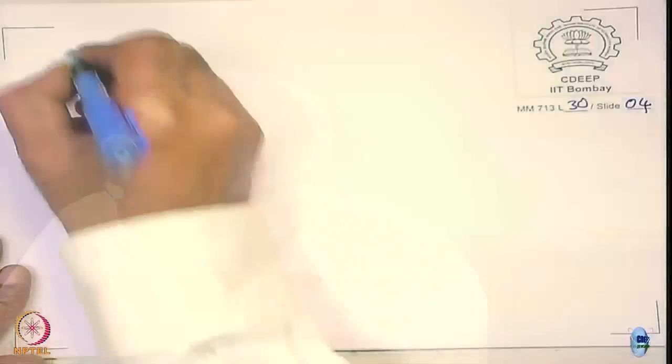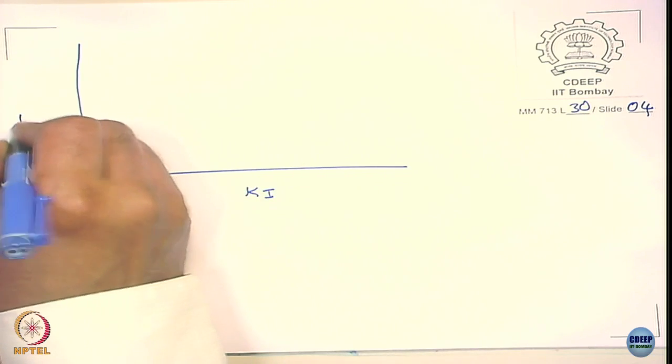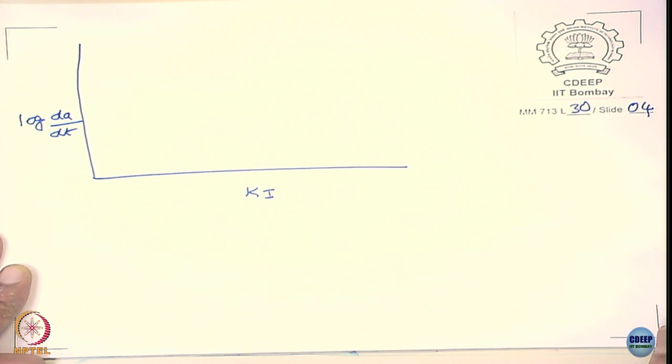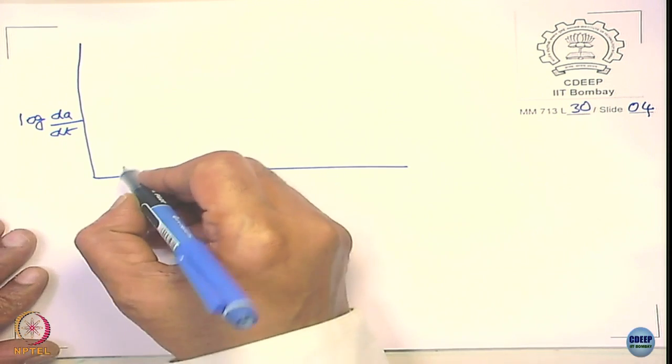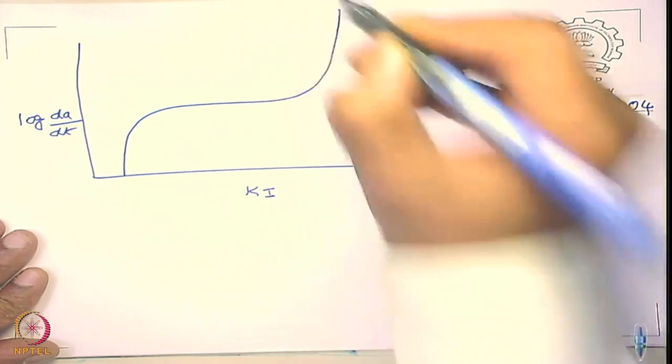If I carry out a test to measure the crack growth rate versus crack tip stress intensity, okay. So, if I plot, A is the length of the crack, and so dA by dt corresponds to crack growth rate versus the crack tip stress intensity. If I do that in a given environment, of course, you will see that it goes like that.